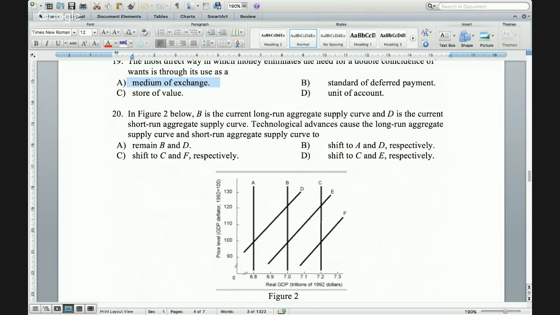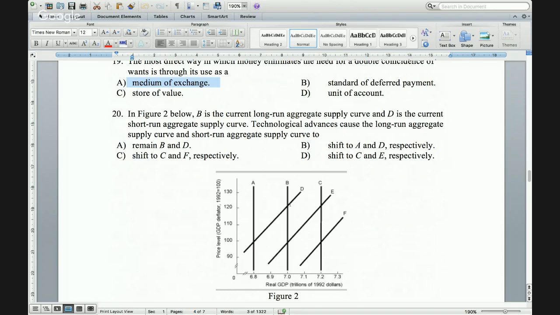And we have those 3 scenarios. So we have no aggregate demand curve here. So it's a very unusual diagram, but it's just creating some scenarios. So B is the current long run aggregate supply curve. So this is the current one. So we have to start at this point. And D is the current short run aggregate supply curve. So we're starting at this B and D intersection.